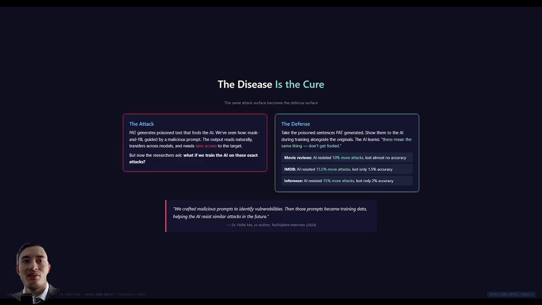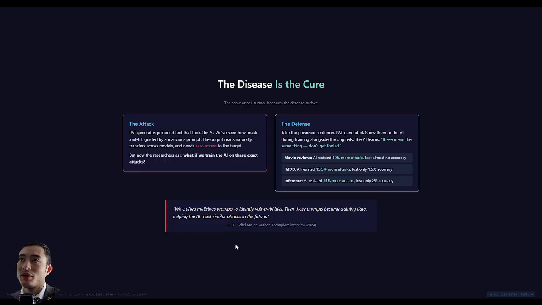We've seen how PET can generate poison text that will fool the AI, but the researchers asked, what if we train the AI on these exact attacks? So we would take the poison sentences, show them to the AI during the training process along with the originals, and the AI will learn that these mean the same thing, so don't get fooled. We can see results here on IMDb that the AI resisted 15% more attacks and only lost 1.5% accuracy on the normal text. The same story across every dataset. So we had 10 to 15 points more robustness with almost no trade-off.